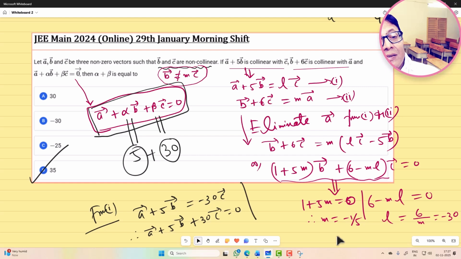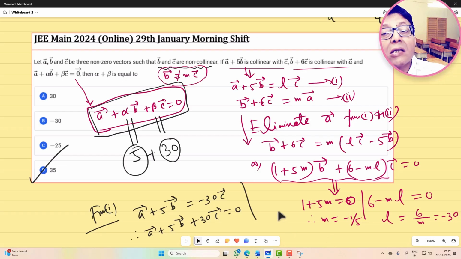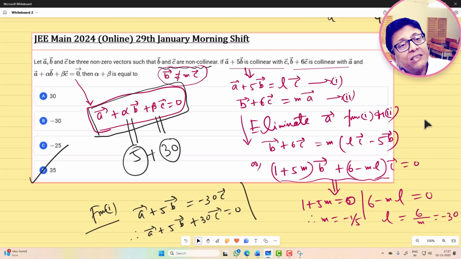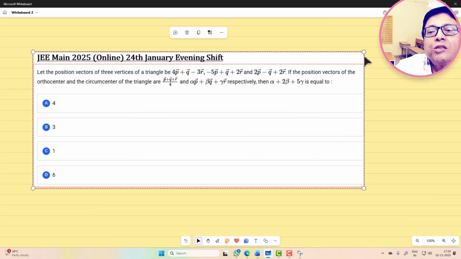These are JEE questions. Apart from dot product and cross product, just conceptual. It is based on elementary concepts: collinearity of vectors, position vector, section formula, and a little bit of the concept of orthocenter, centroid, circumcenter. Let's see the next problem. This is in 2025, this year's paper only. Position vectors of 3 vertices are given. Position vectors of orthocenter, circumcenter.